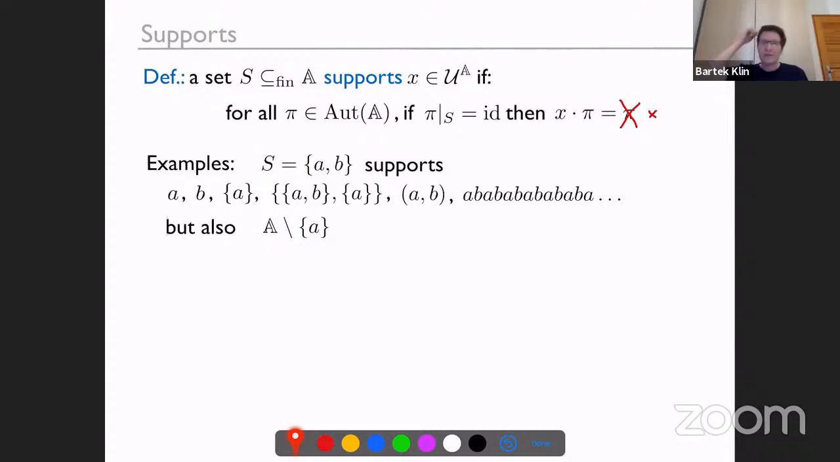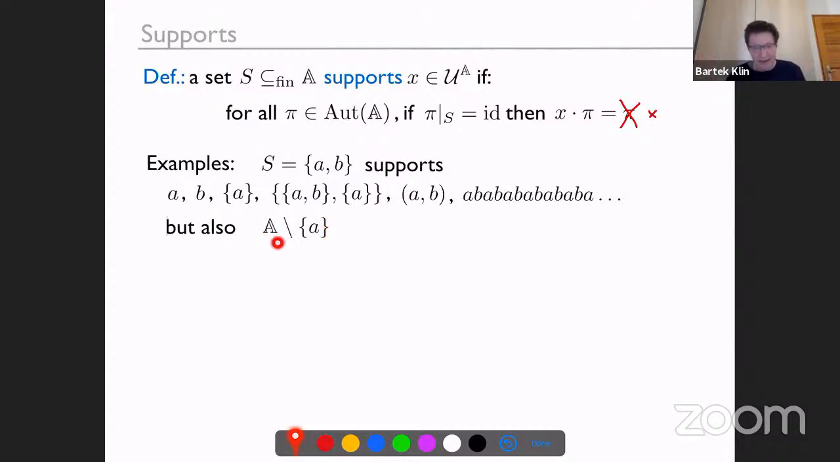And really, the right intuition is not that an object is supported by some set if it only contains atoms from that set anywhere, but rather we should think that an object is supported by S if it can only be defined or spoken about without mentioning any specific atoms other than those in S.